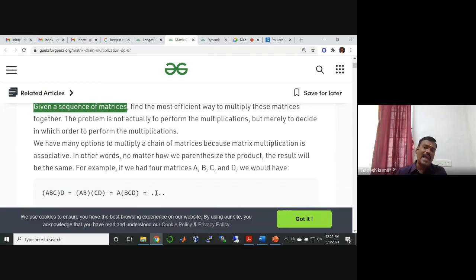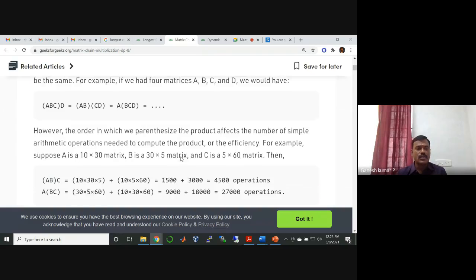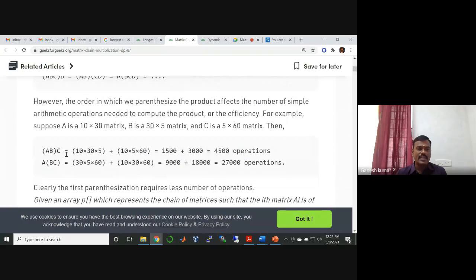So the problem is not actually to perform the multiplication, but merely to decide in which order to perform the multiplication. We have many options to multiply a chain of matrices. This is one way, with A, B, C. Another operation is also possible: A should come outside, and B, C should be multiplied.